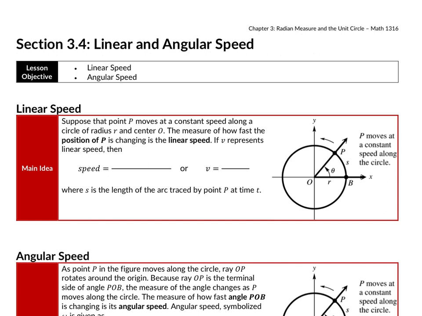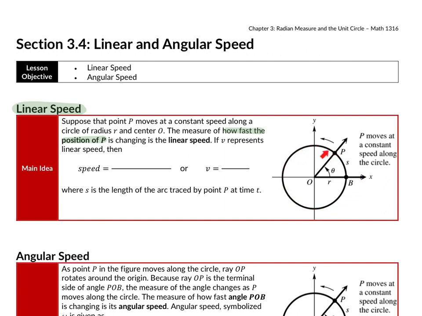two of radian measures. So linear speed is different than angular speed. Suppose that a point P moves at a constant speed along a circle of radius r at center 0, so at the origin. The measure of how fast the position of P is changing. So for linear speed, I'm going to make this one green. Linear speed is measuring how fast the position of P is changing. This is linear speed. So we're saying how fast is this P changing as we move around the unit circle?